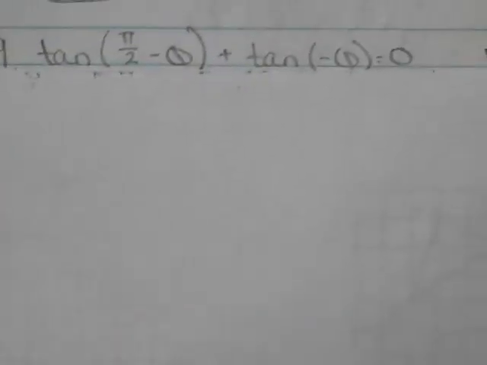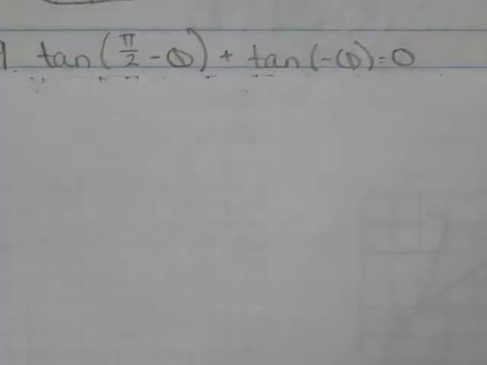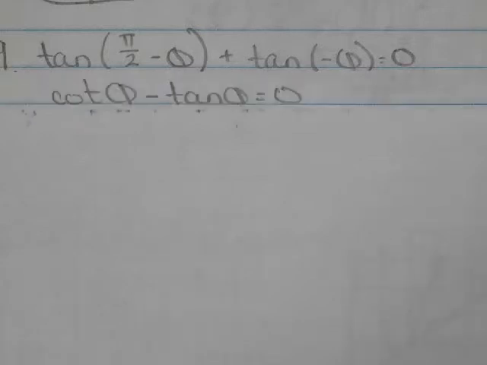We'll do one more. The tangent of pi over 2 minus theta plus the tangent of negative theta. Again, I see pi over 2 minus theta, so if I go to my cofunction, I'll see what the tangent of pi over 2 minus theta is equal to, which is the cotangent. And then I have tangent of negative theta. Again, I have that negative angle, so I have to use my even and odd function formulas. And it turns out that the tangent of a negative theta is equal to the negative tangent of that angle.